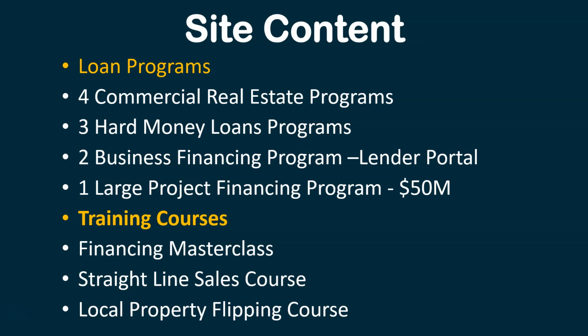So in terms of the actual site content, the loan programs, you have 4 commercial real estate loan programs, 3 hard money loan programs, 2 business financing programs. That means you've got 2 lenders, and there's a reason for that, because you can run ads, and with the business portals, you don't even have to talk to the clients. That's what's cool about it. With the real estate deals, you're going to have to. But with the business portals, you simply drive traffic to the web page.